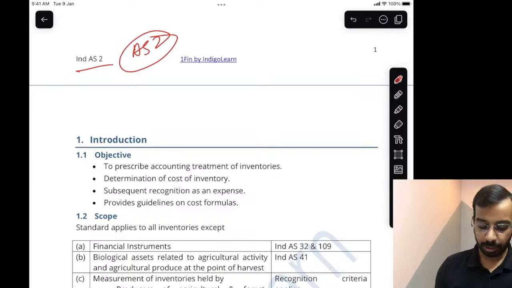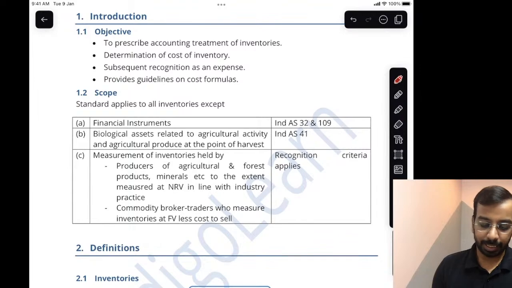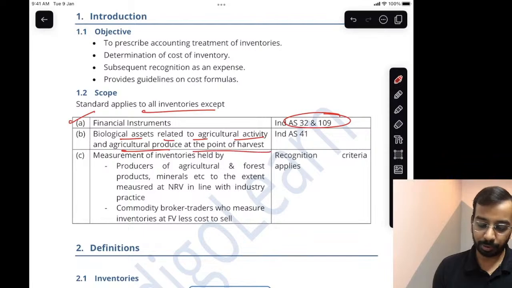Now AS 2 on inventories, or Ind AS 2 on inventories. This standard applies to all the inventories except financial instruments, which are covered by Ind AS 32 and 109, biological assets related to agricultural activity, and agricultural produce at the point of harvest. So wherever we have biological assets which are related to agricultural activity and agricultural produce at the point of harvest.